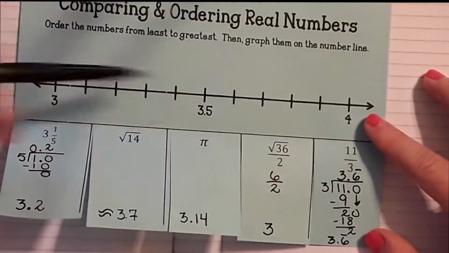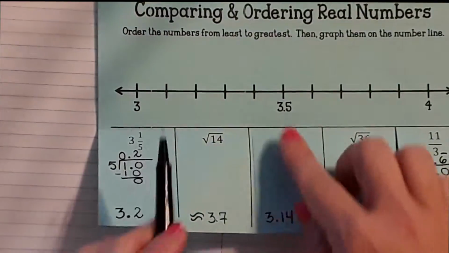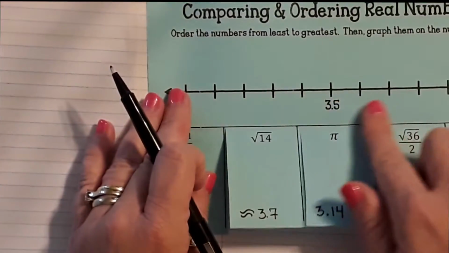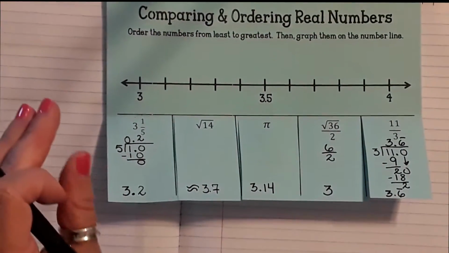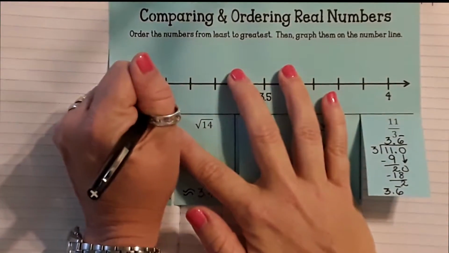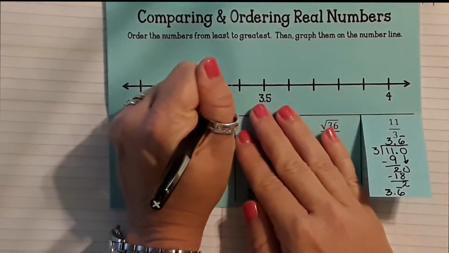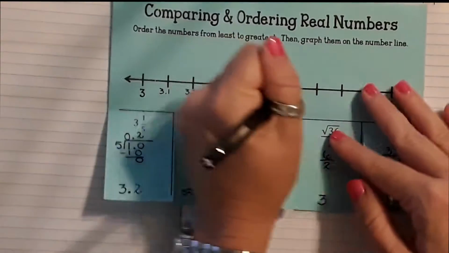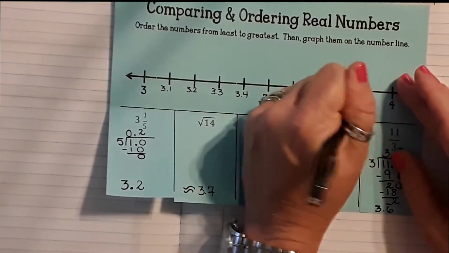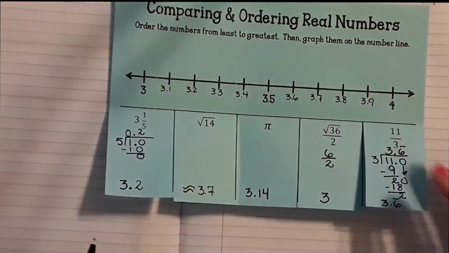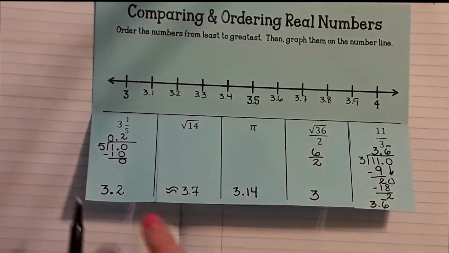Square root of 14. Now I'm going to place it on the number line, and I want to order them from least to greatest. So we're going to start out. Notice my number line only has 3, 3.5, and 4. So I want to go ahead and place my decimals in the center. 3.1, 3.2, 3.3, and so forth. When I write these numbers on the number line, I'm going to put them back in original form, okay? Make sure you focus on doing that.